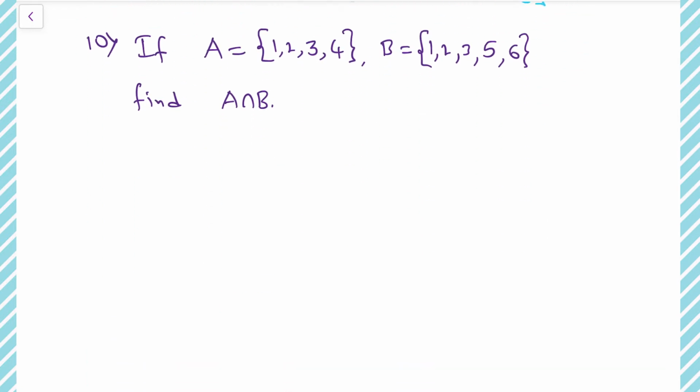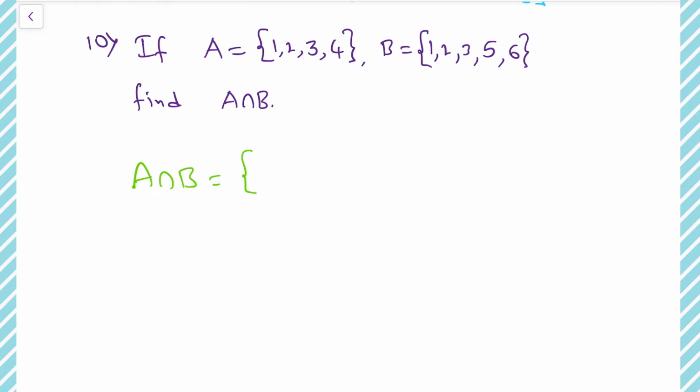Next question is, if set A is equal to {1, 2, 3, 4} and set B is equal to {1, 2, 3, 5, 6}, then find A intersection B. Writing A intersection B is very easy. Intersection is nothing but, from the given sets, which elements are common, only those elements we need to write here.